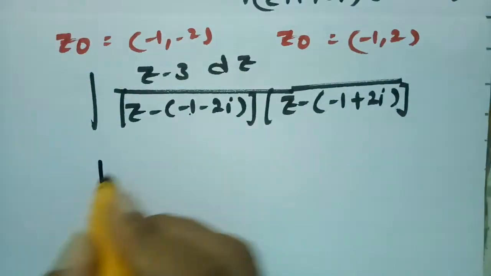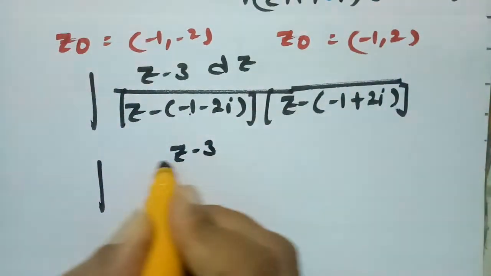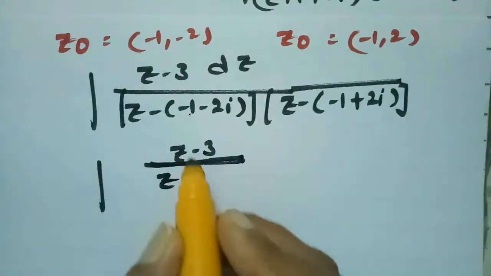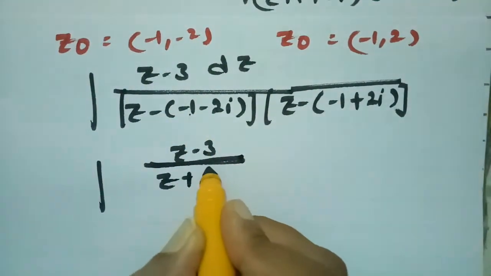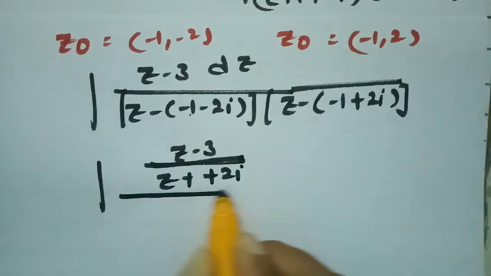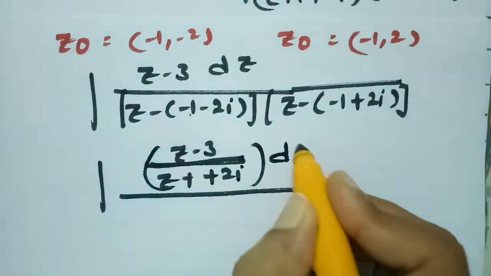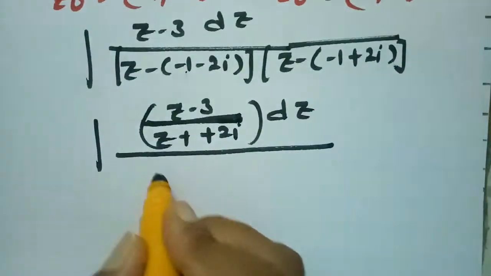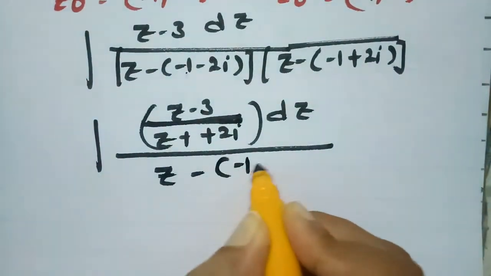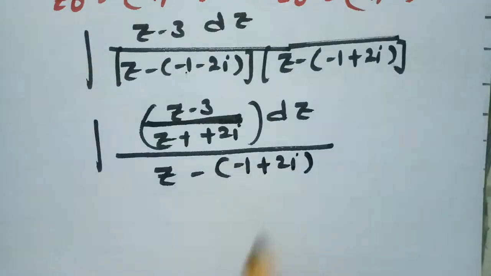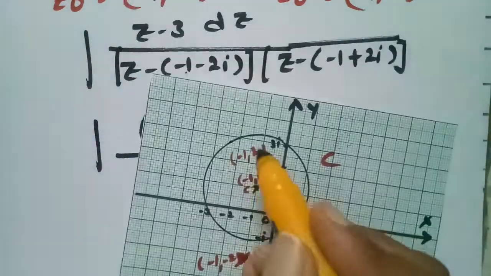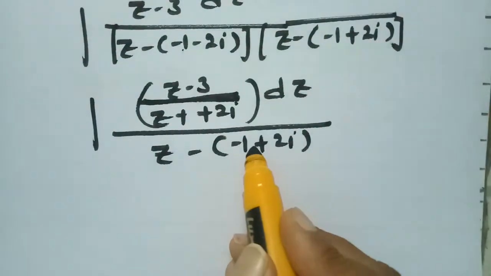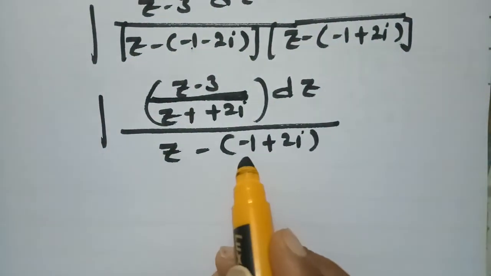So I am writing this in the form of z minus 3 by, I am taking this to the numerator, z minus of minus 1 plus 2i. So this whole thing I am considering as f of z, and this one as the point, that is minus 1 plus 2i. Minus 1 plus 2i is within C. Now I will apply Cauchy's integral formula at this point.